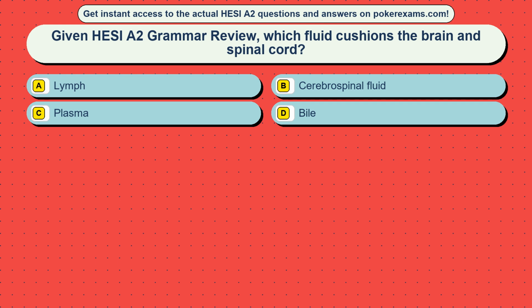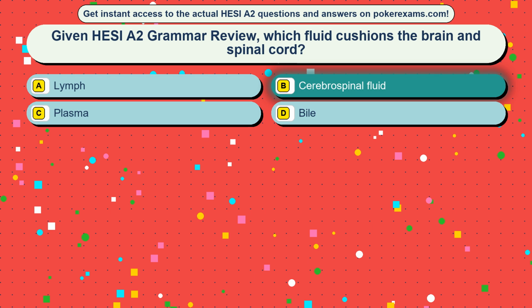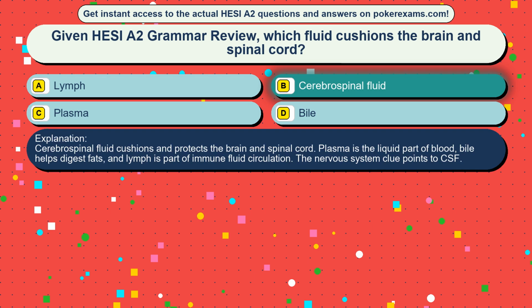Option A, lymph. Option B, cerebrospinal fluid. Option C, plasma. Option D, bile. The correct answer is option B, cerebrospinal fluid. Cerebrospinal fluid cushions and protects the brain and spinal cord.